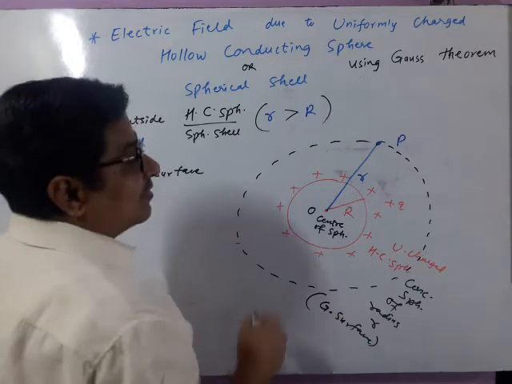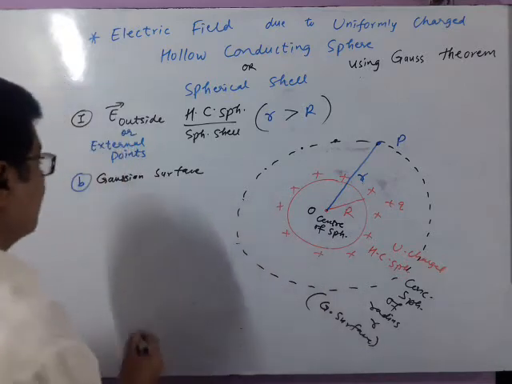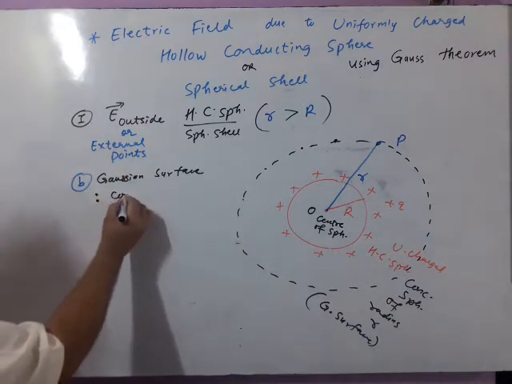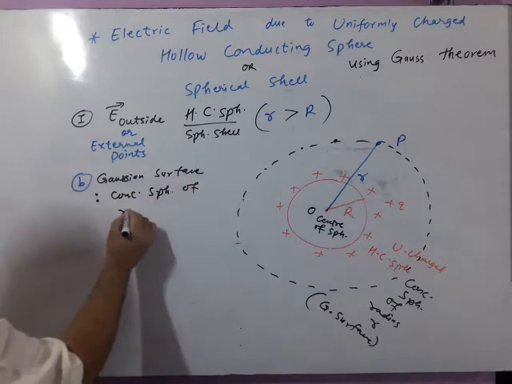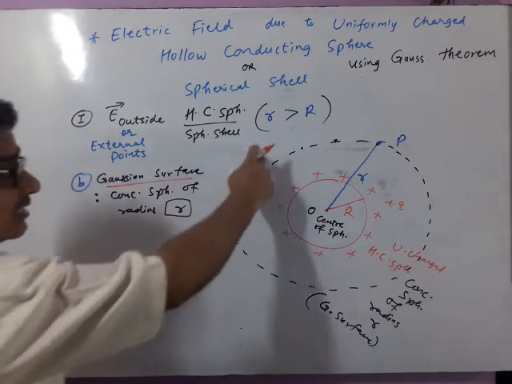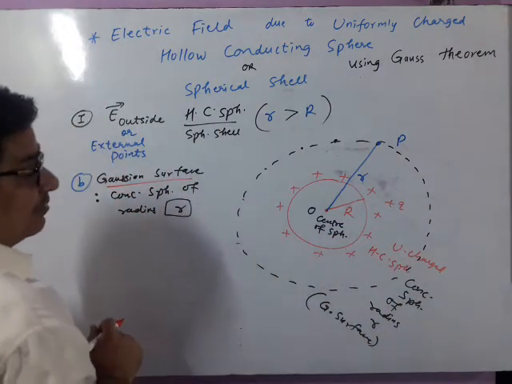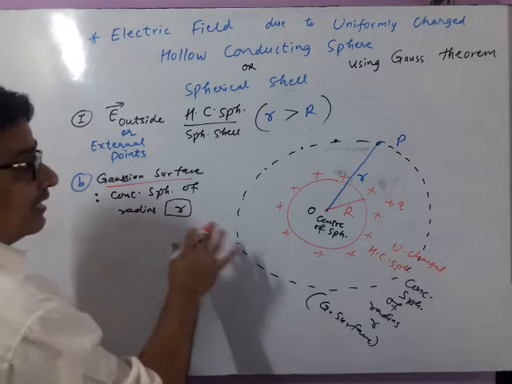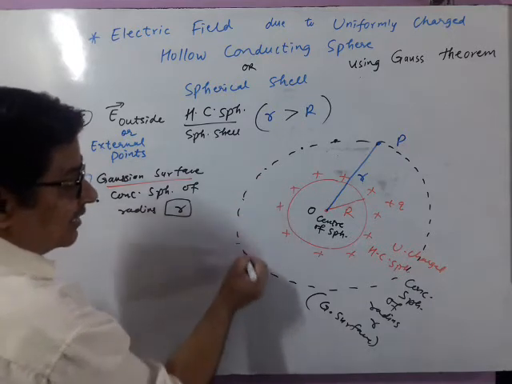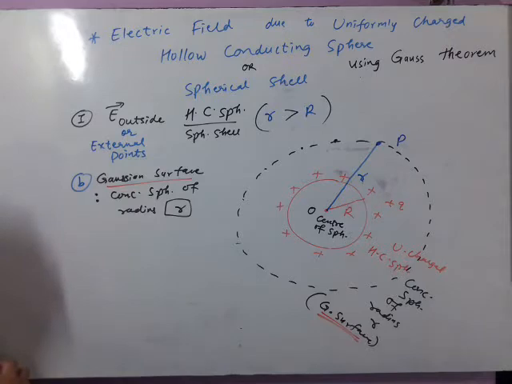Why? Point number 1, because the electric field on this surface will remain constant. See, first of all, what is a Gaussian surface? Concentric sphere of radius r. What is a Gaussian surface? A Gaussian surface is an imaginary closed area on which electric field should remain constant. You have learned in the previous lecture: any imaginary closed area on which electric field will remain constant is called a Gaussian surface. So, why is the electric field constant on the surface?